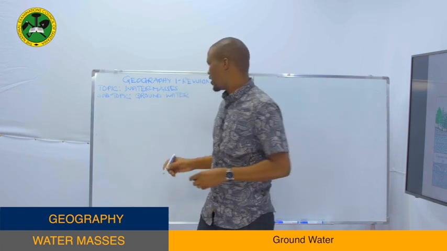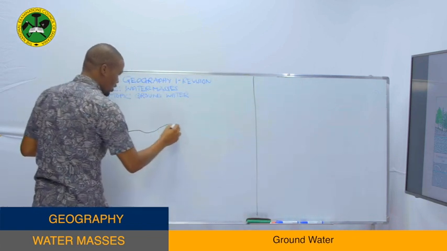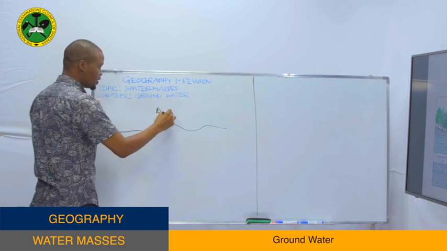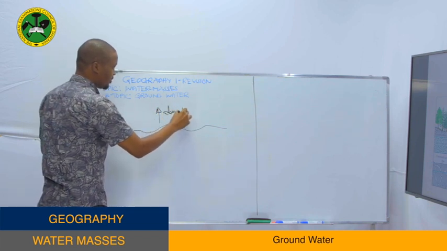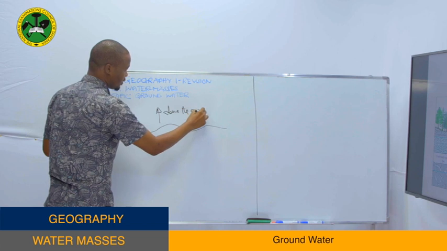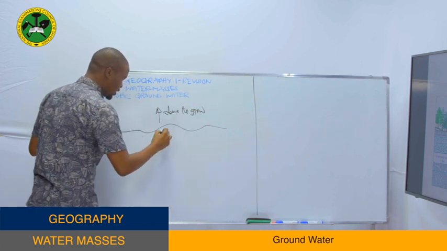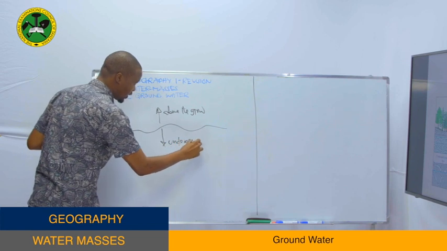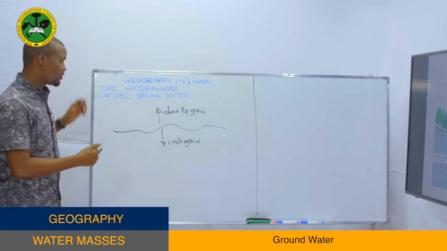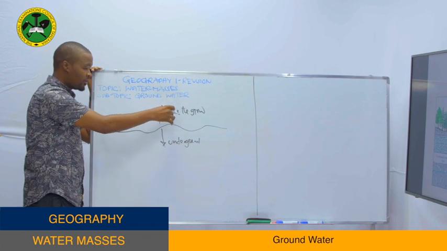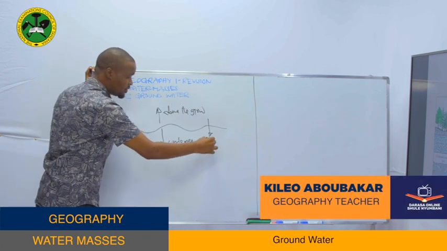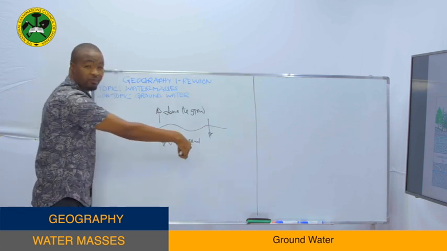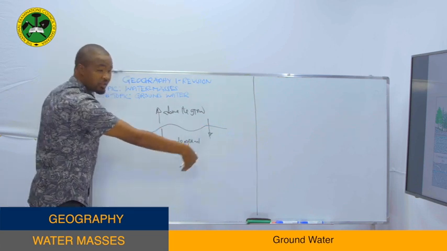Let's assume this is the ground. This is above the ground, so it means we have the underground right here. We have rock found underground. For instance, during rainfall, there will be either infiltration or percolation of water underground. Then water will move down inside the crust.